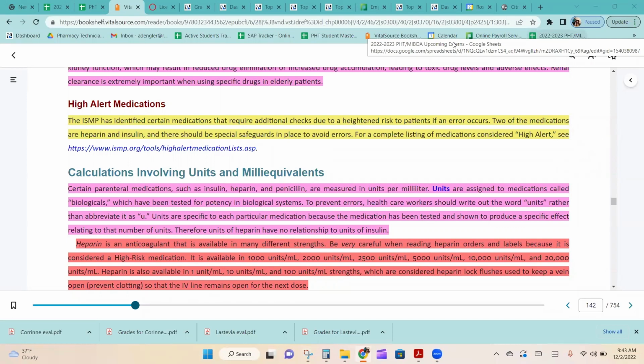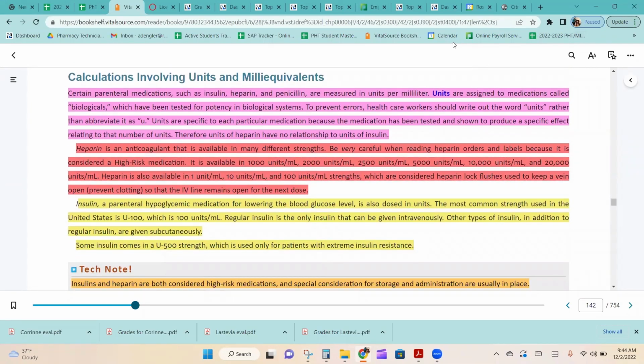The ISMP has identified certain medications that require additional checks due to a heightened risk to patients if an error occurs. Two of the medications are heparin and insulin, and there should be special safeguards in place to avoid errors with these medications. For a complete listing, you can go to the website listed below.